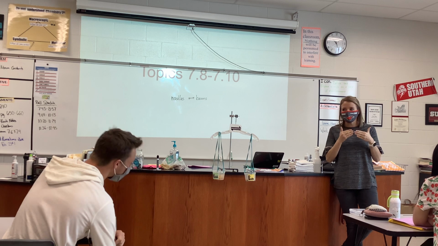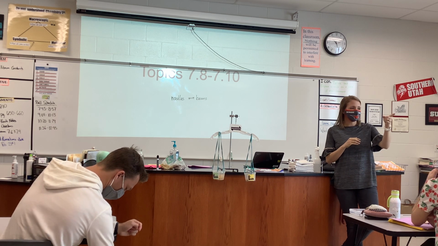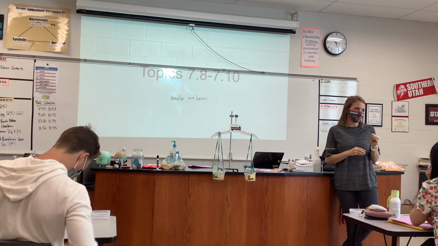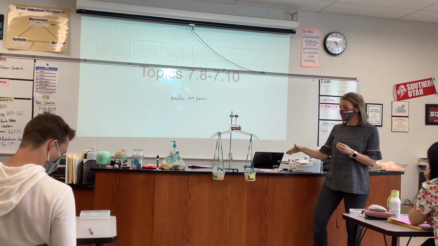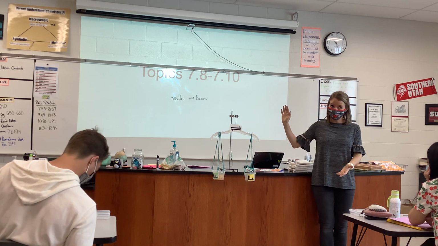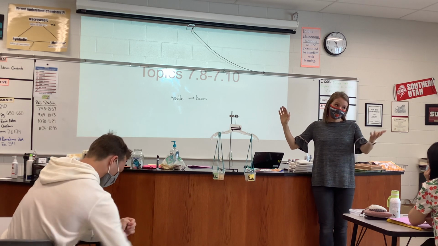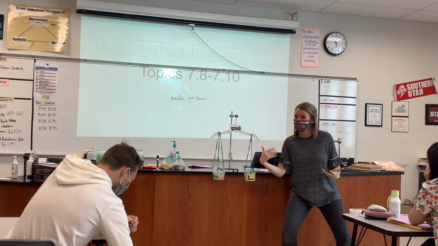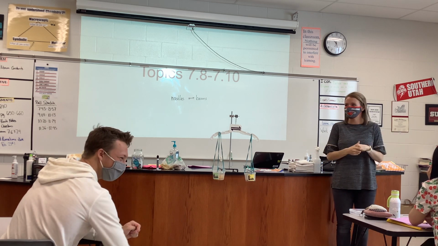What does it mean that my system's at equilibrium? The rates are equal. So every time a noodle is turning into a bean, a bean turns back into a noodle. That's why it looks like nothing is happening. But it is. You just can't see it. It's just happening so fast. It's like magic.